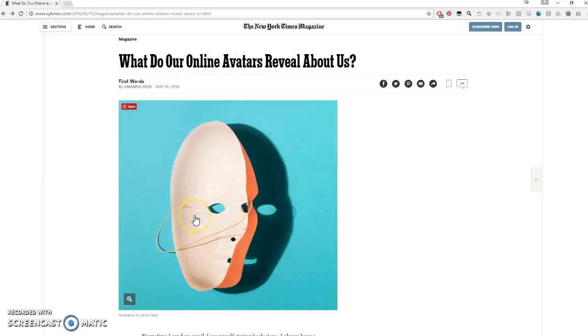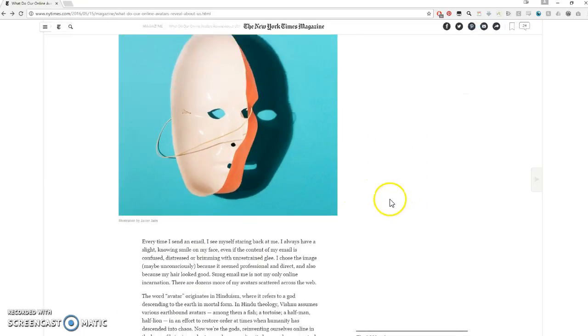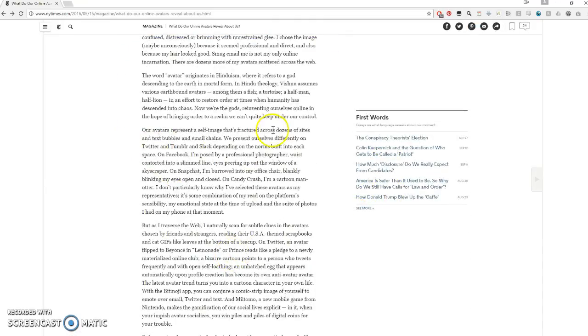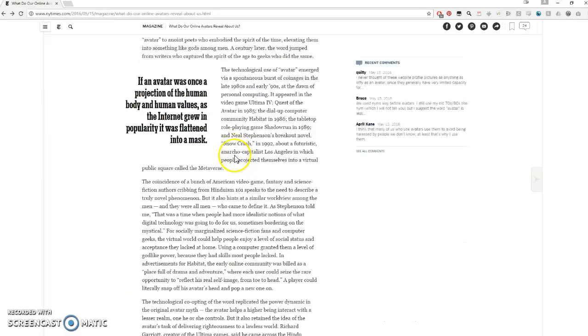The next element you want to think about is relevance. In other words, is this information you need for the topic? Is it enough information? If you read through the article, you'll find there are a couple of passages where the author talks about the relationship between herself and her avatar. She talks, for instance, about how she presents herself differently across a range of sites. And she says that she doesn't particularly know why she selected these avatars as her representative.